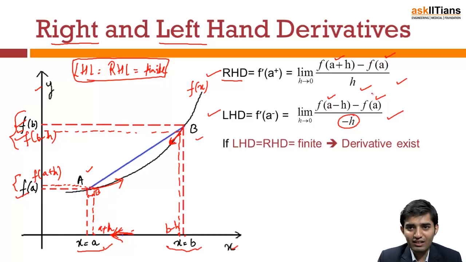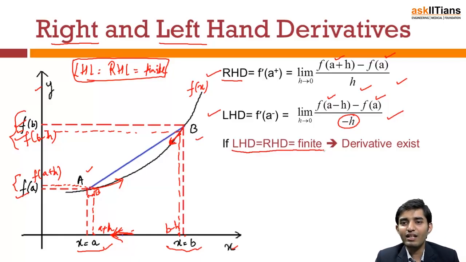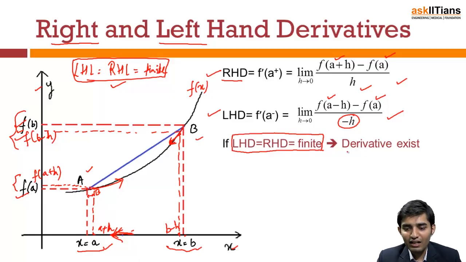The derivative will exist if the left hand derivative is equal to the right hand derivative is equal to finite. Now this condition is exactly the same as the condition for continuity. There we have LHL and RHL, here we have LHD and RHD. LHD and RHD are nothing but left hand derivative and right hand derivative. If the left hand derivative is equal to the right hand derivative is equal to finite, then I can say that the derivative of that function exists.